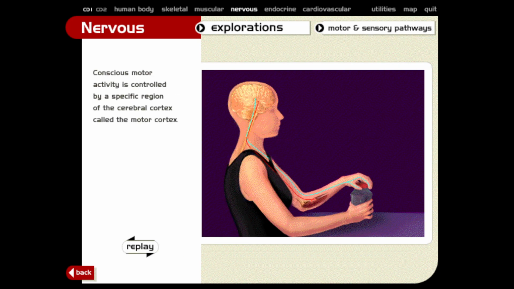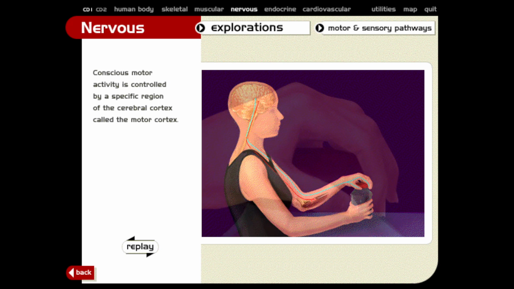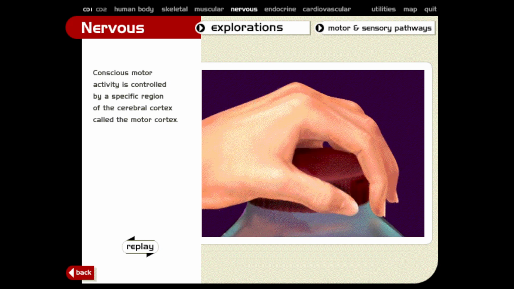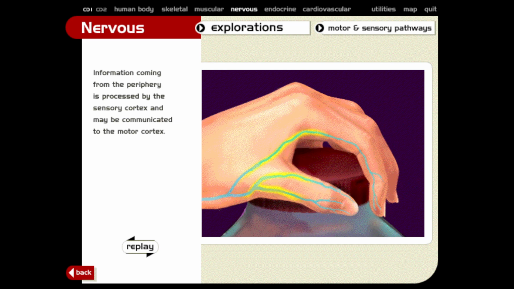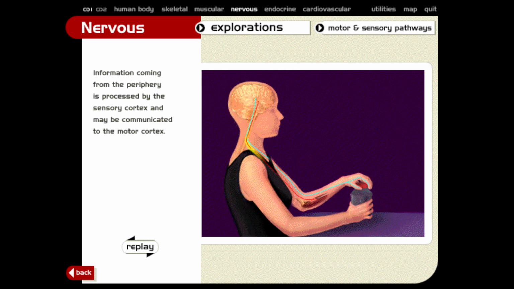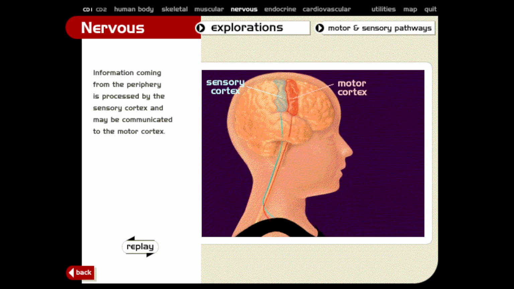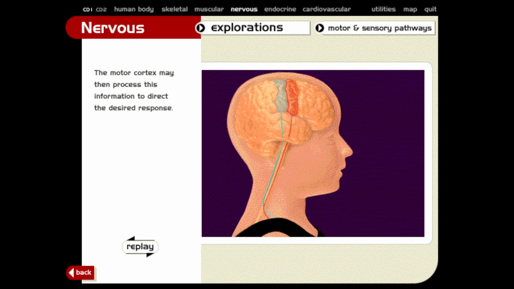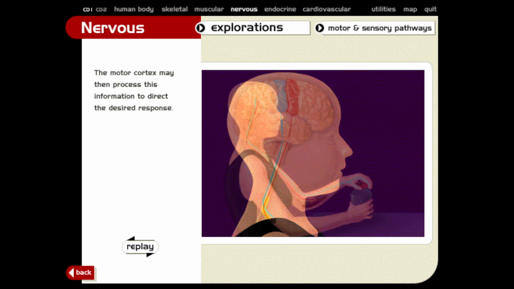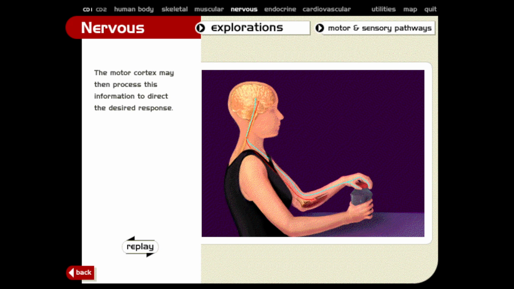Conscious motor activity is controlled by a specific region of the cerebral cortex called the motor cortex. Information coming from the periphery is processed by the sensory cortex and may be communicated to the motor cortex. The motor cortex may then process this information to direct the desired response.